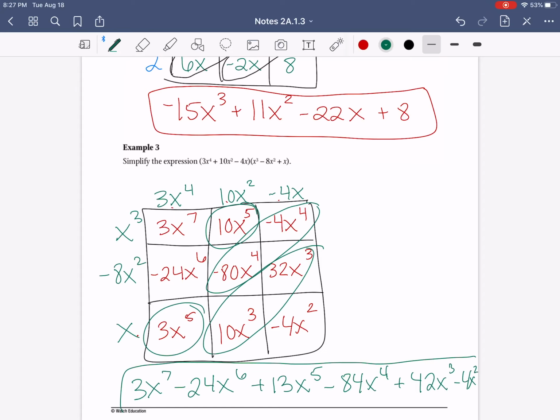So however many terms there are, that's how you make your boxes across the top and down the side. Fill in your multiplication chart by multiplying coefficients, adding the exponents.